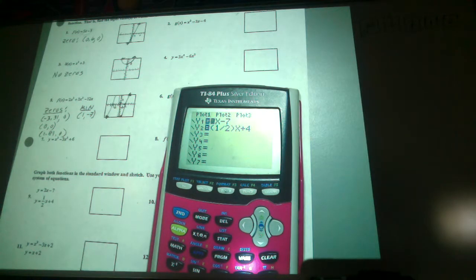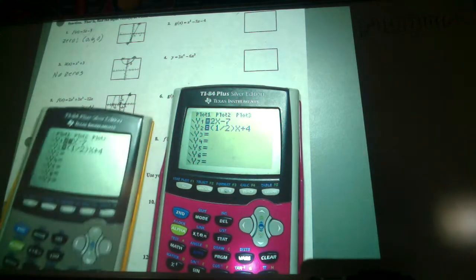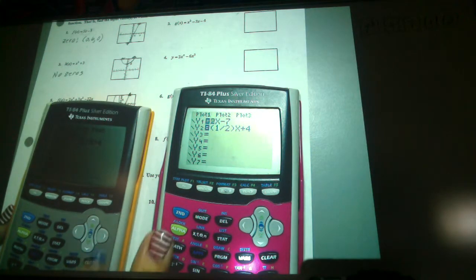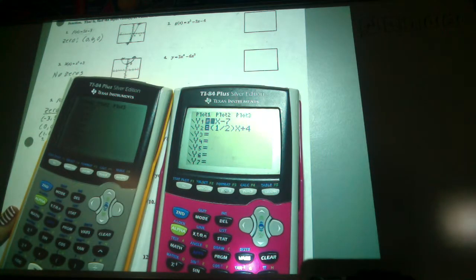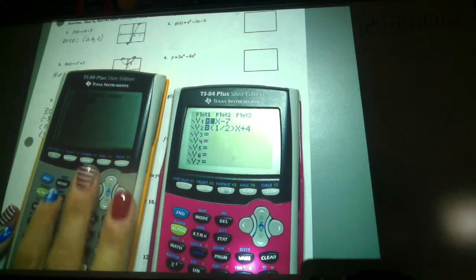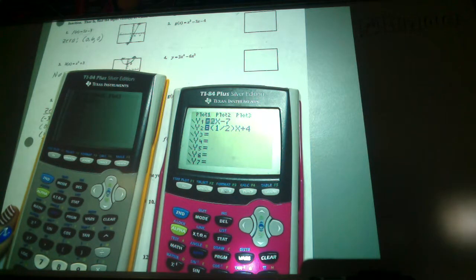Why is it showing negative 1? Well, we're going to clear these out and bring it down. Because you shouldn't have any negatives there. So, did you use this negative down here? No. No? Okay. So 2x minus 7.